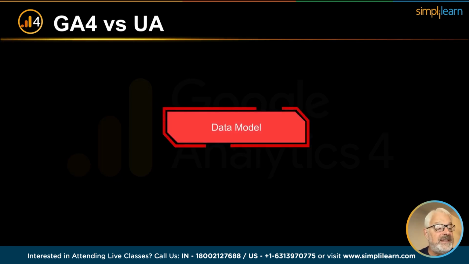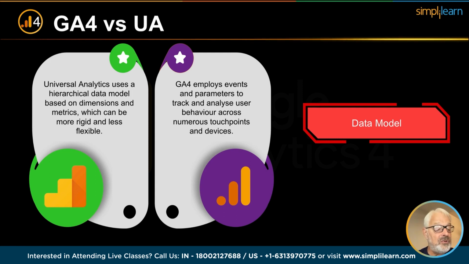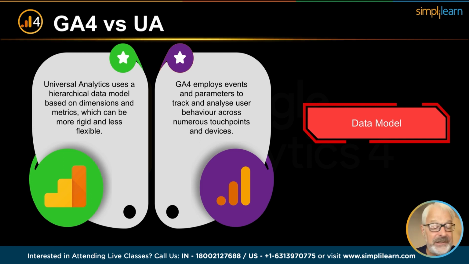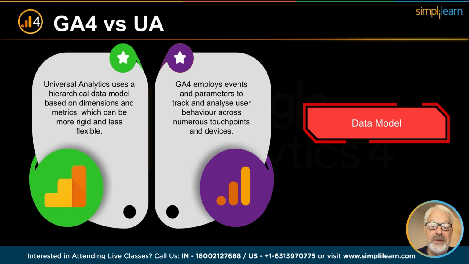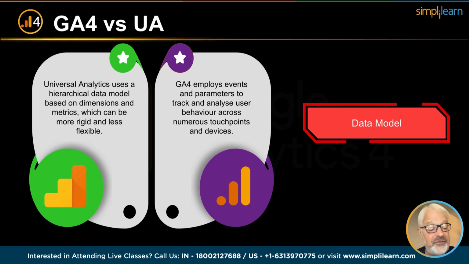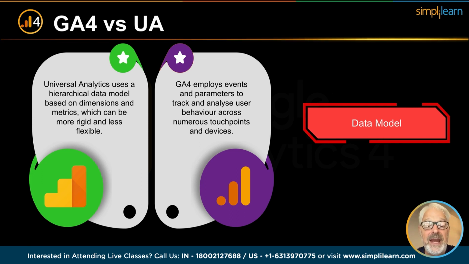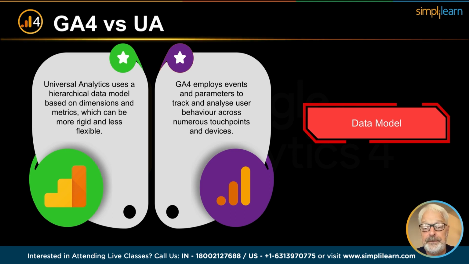The next one was the data model. So the hierarchy data model used by Universal Analytics is based on dimensions and metrics, and this can be less flexible and more rigid in nature. Whereas GA4 uses events and parameters to closely monitor and analyze user behavior across various touchpoints and devices. So GA4 allows for more precise and flexible data tracking, giving you the ability to collect and analyze data from a wider range of touchpoints and more devices.